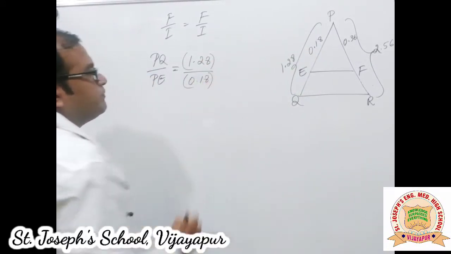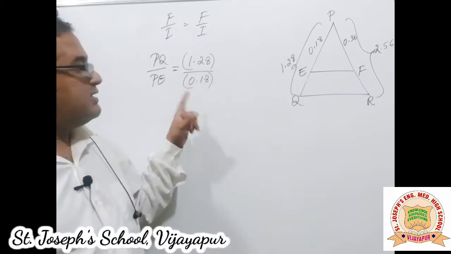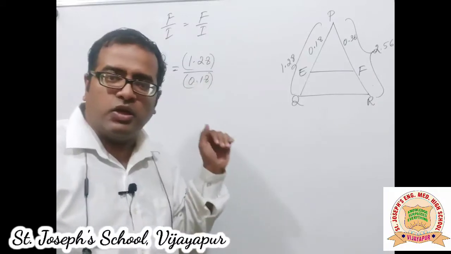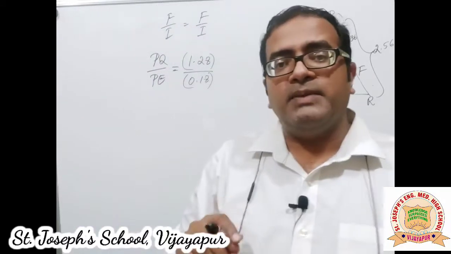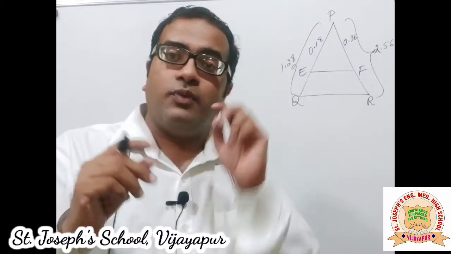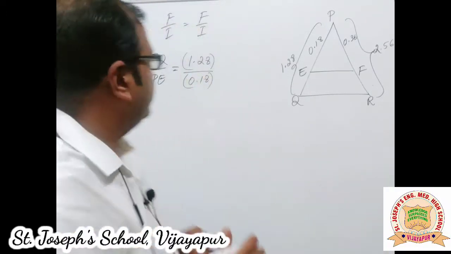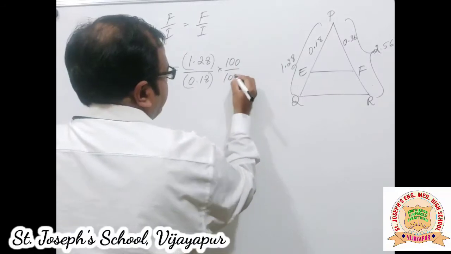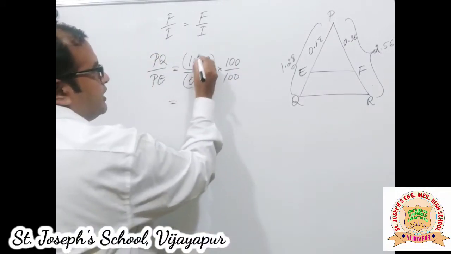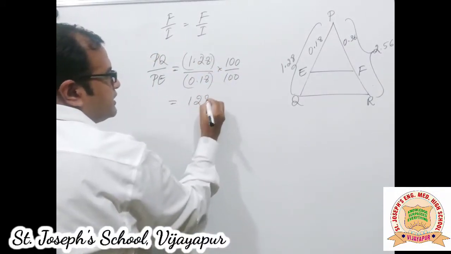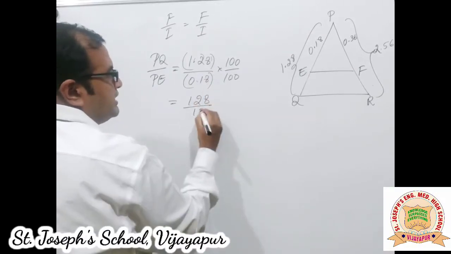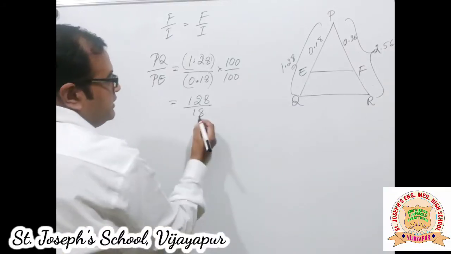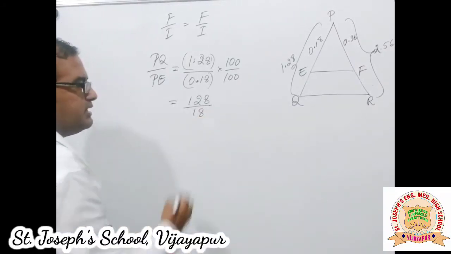0.18. If you want to simplify this, after the decimal in both the places, there are two places, right? Both numerator and denominator. What do we do? We multiply and divide by 100. If it was only one place, we would multiply by 10. So here, multiply and divide by 100. What do we get? The point shifts two places, it becomes 128 by 18, because the point shifts two places when you multiply by 100. The answer is 128 by 18.